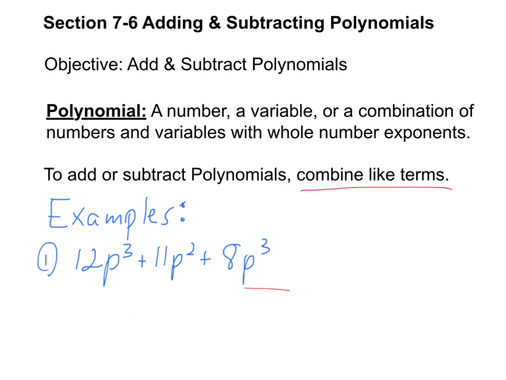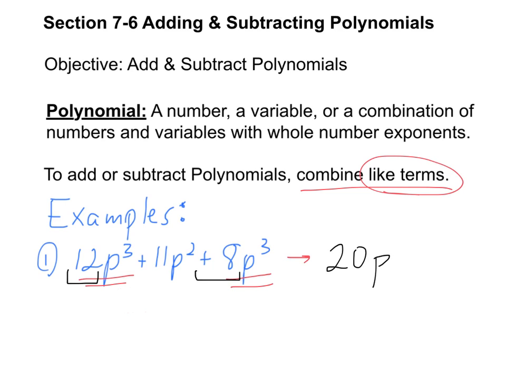So our first order of business is to figure out what are like terms. How do we combine things that are like terms? Well, like terms are things that are the exact same, that look alike. P to the third power, we can combine these. We can combine the coefficients. In this case, 12 plus 8 gives us 20 p to the third power. Notice we did not add the exponents. You will not add the exponents when you combine like terms. When you combine like terms, you leave the exponent and the variable alone.